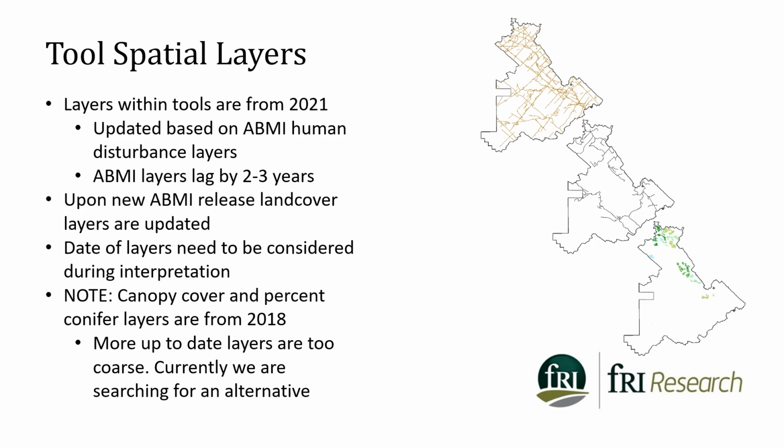And it is also important to note that the date of these layers, so 2021, needs to be considered during interpretation. So when you run this, it's running it for 2021 and not for 2024. So the results may be out of date by 3 years, and that needs to be considered when you are looking at these results. Another note is that the canopy cover and percent conifer layers are from 2018. This is because these are the most up-to-date layers that we could get. More up-to-date layers are too coarse, but we are continuing to search for an alternative to these layers so that we can have them as up-to-date as possible.